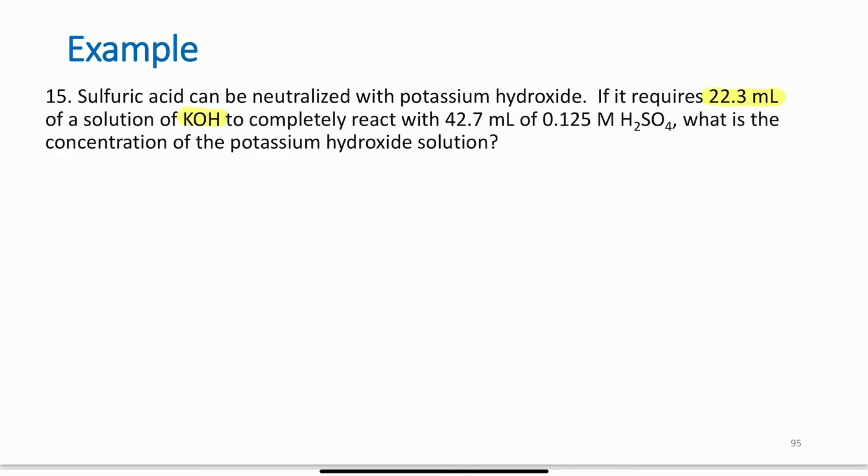Next semester, you can deal with anything, but this semester, we're going to completely react 42.7 mils of a 0.125 molar H2SO4 sulfuric acid solution. What is the concentration of the potassium hydroxide solution? Completely react means I have reached the equivalence point.